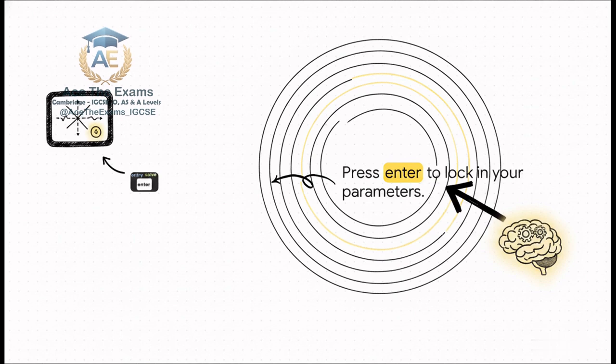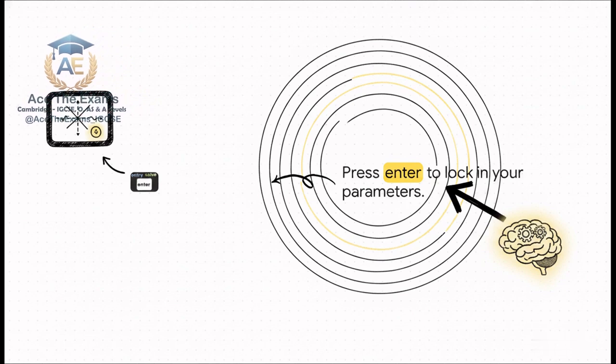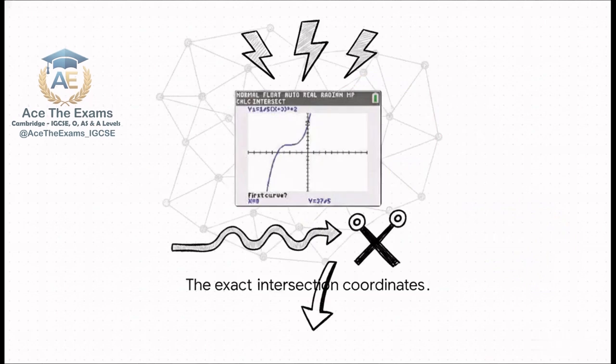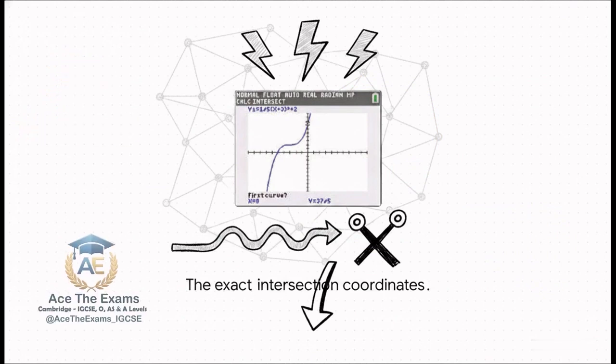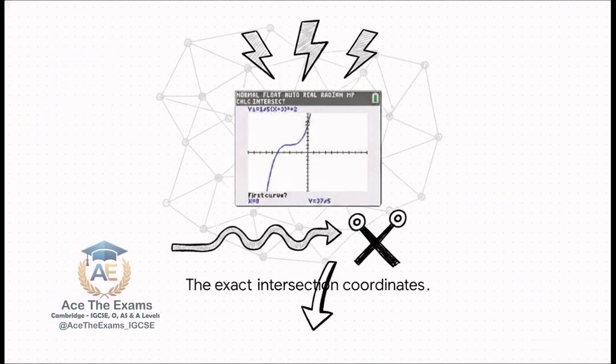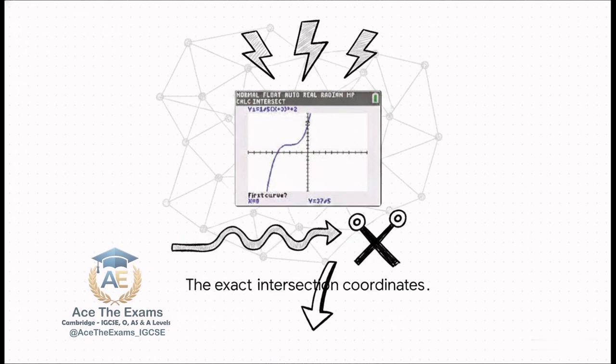Then you press enter. And I mean really emphasize that press. Smashing enter solidifies your parameters and tells the calculator's processor to take over and do all the heavy lifting for you. Now, take a look at the final output right at the bottom of the screen. The calculator instantly displays the exact mathematical intersection. In this specific case, x equals 0 and y equals 37/5.